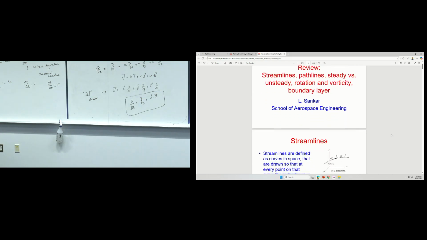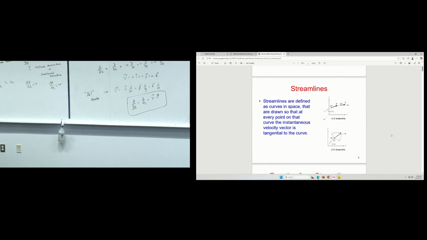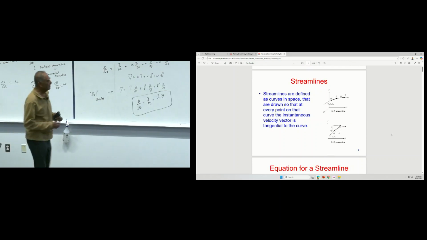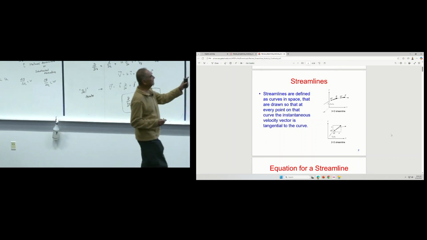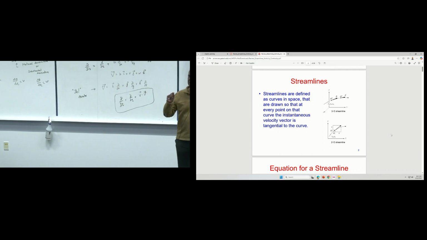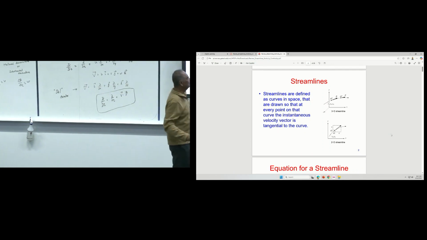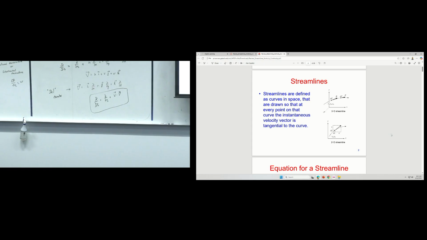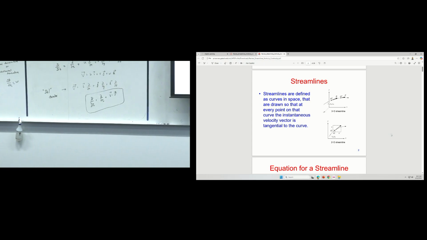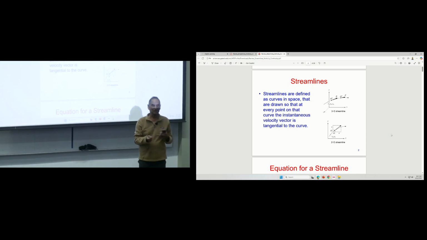So we are going to talk about what these things are. Streamline, you could think of it as a path taken by particles in space, the line that I had drawn earlier. The particles start at some point in space, then they end up somewhere else. Everywhere on that line, the velocity is tangent to that line. Okay, that's the definition of a streamline.